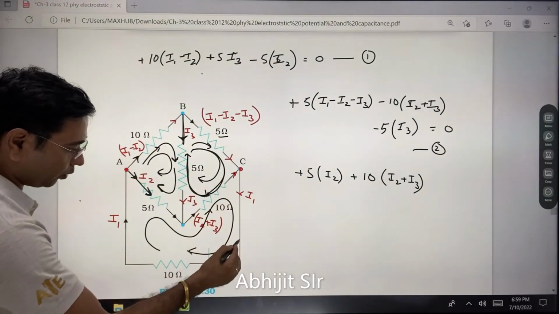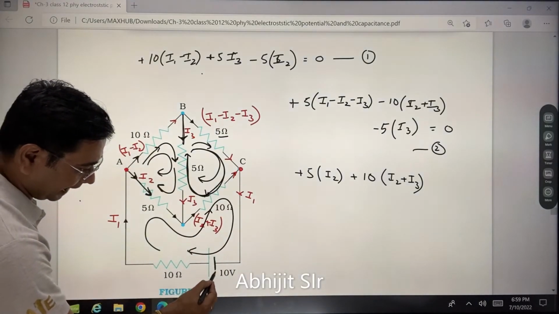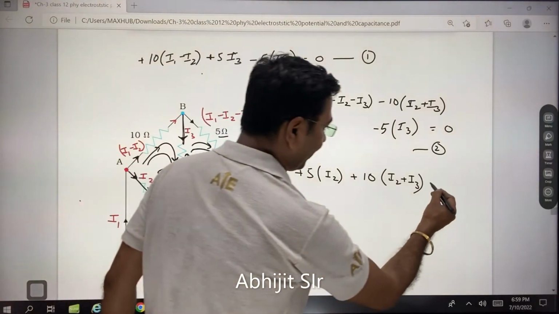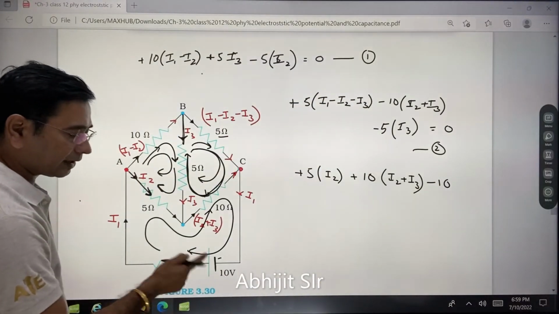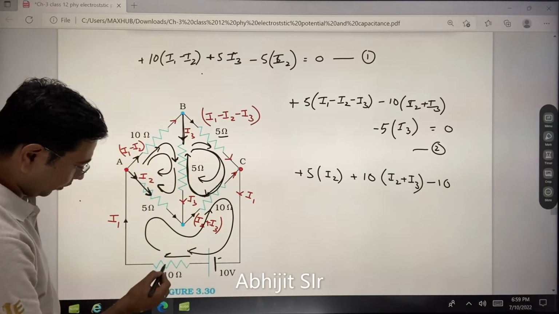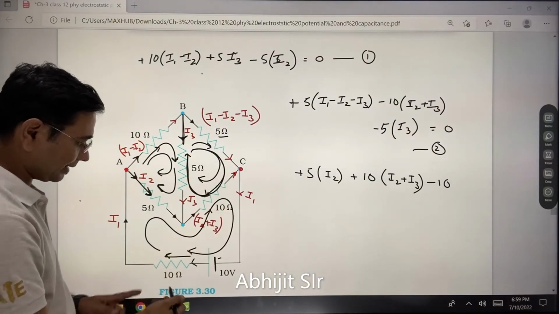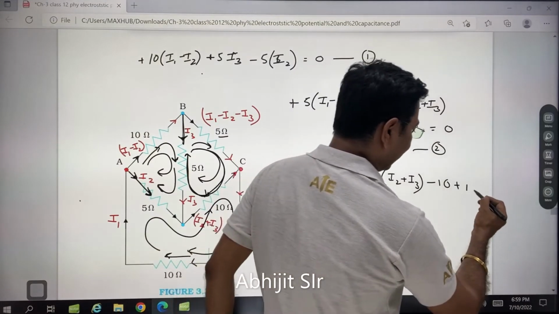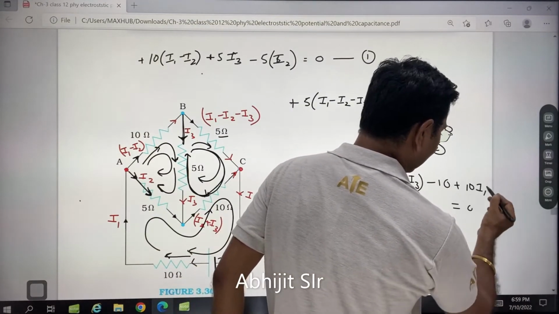And then you come down, and you see it strikes with the negative plate of the battery. So minus 10. So अगर वो positive से टकराता तो प्लस देते. अभी ये negative से टकराया तो माइनस दिया हूँ. And then I go with the direction of the current, and with that current is I1, and that is plus 10 I1. So plus 10 I1, that will be equated with a 0.